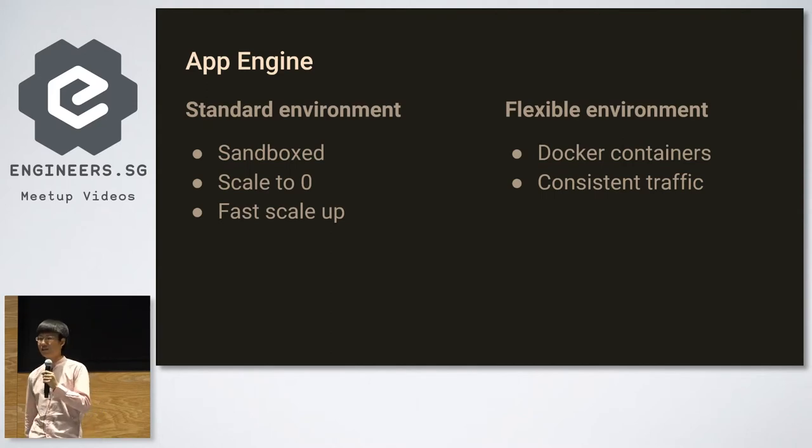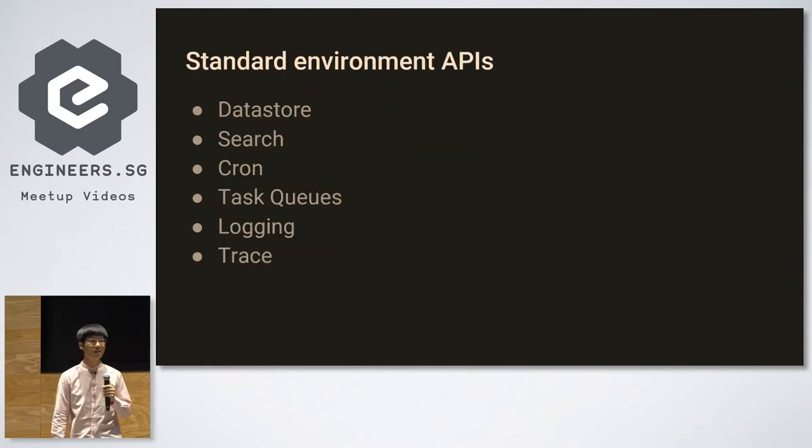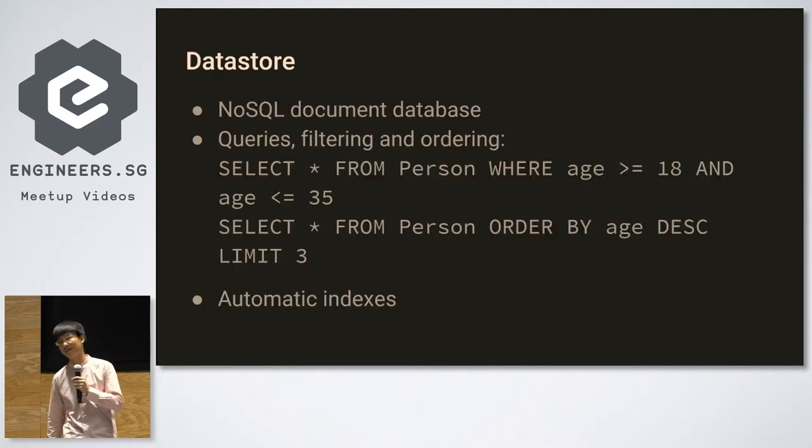So you'll be paying for constantly having some instances up all the time. That's why I chose to use the standard environment. I'll just briefly go through, not very deeply, some of the APIs that I use in the standard environment and how I make use of them. As Rahul mentioned just now, there's the Datastore as one of the storage options on App Engine.